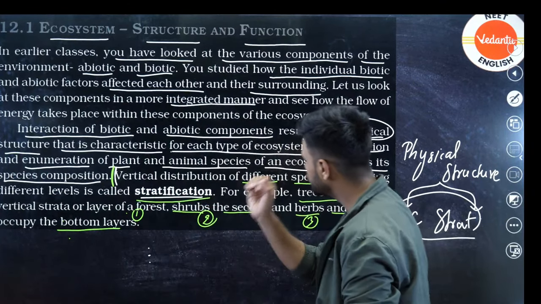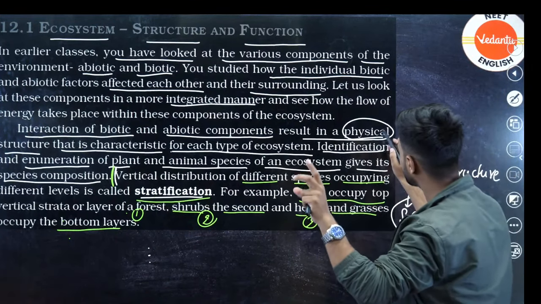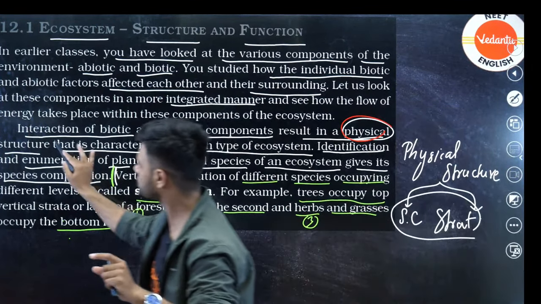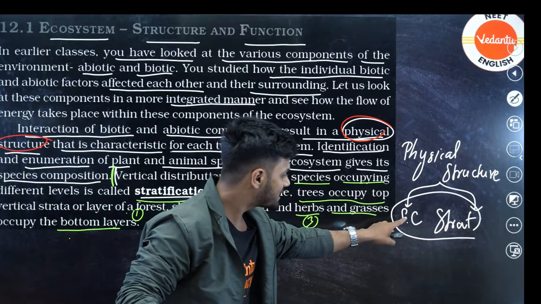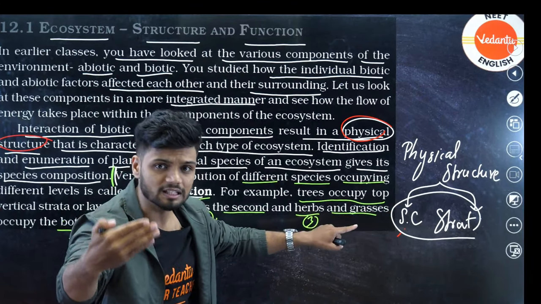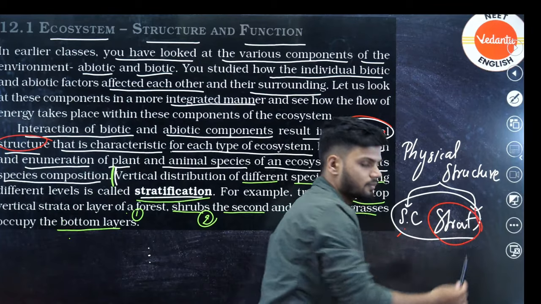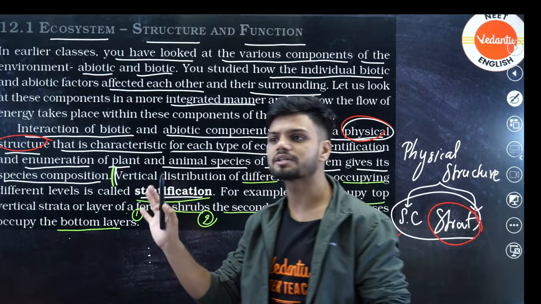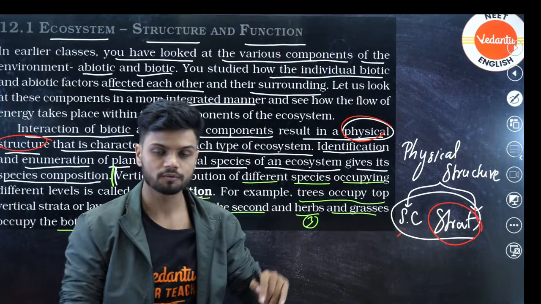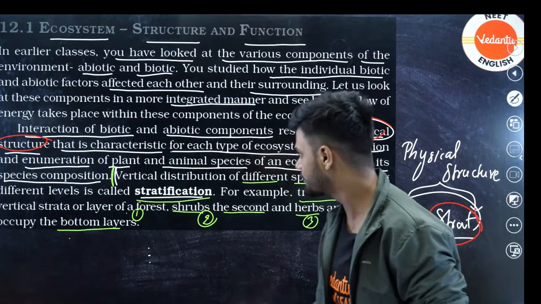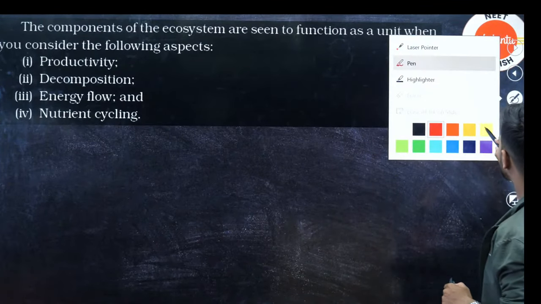See here, students, all of you need to focus your extreme attention here on two points. What is physical structure? Physical structure has two parts. One is your species composition, that is the identification and numbering of different species. Then we have stratification. What is stratification? Stratification is nothing but vertical distribution of species. Example is given right here. Done.